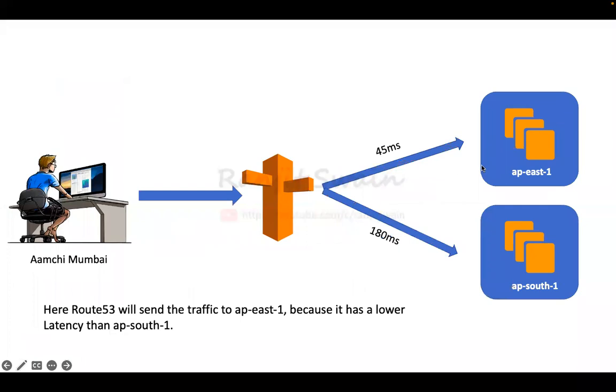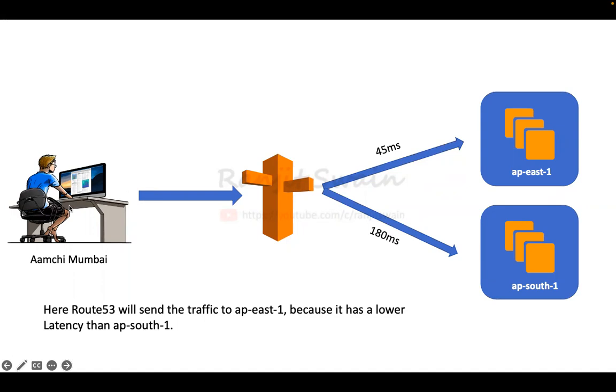So here you can see we have two servers. One is Singapore, App East 1, another one is Mumbai, App South 1. Suppose a person is sitting here in Mumbai, and he's routing to this one, and our Mumbai server is giving 180 milliseconds. The network latency is 180 milliseconds. Okay, that means the latency is higher. That means we are getting a slow response from the Mumbai region. We are getting a slow response from the Mumbai region. So in this case, what will happen?